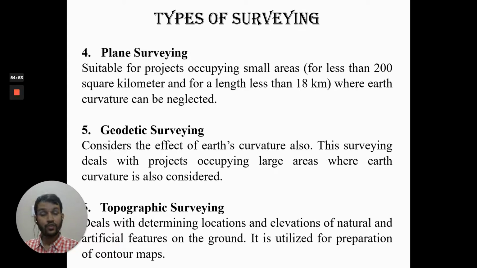So we can also keep track of this, and it also displays the horizontal distance between these two points. All horizontal and vertical distances of the ground surface are displayed in the maps. As it is written also, this survey is generally utilized for the preparation of contour maps.